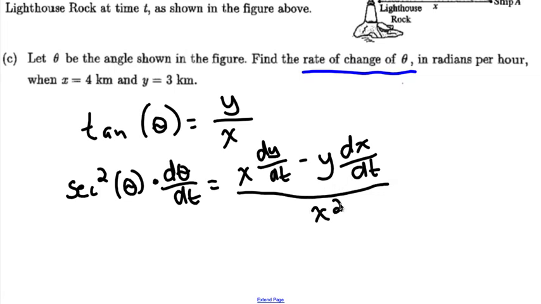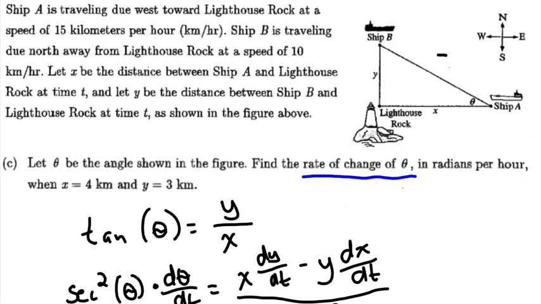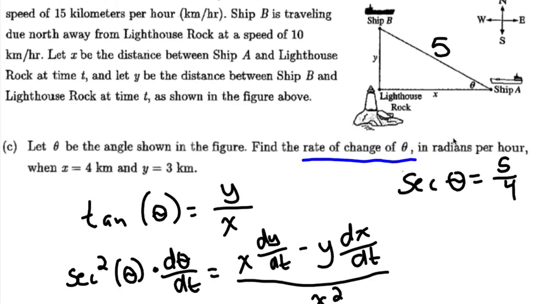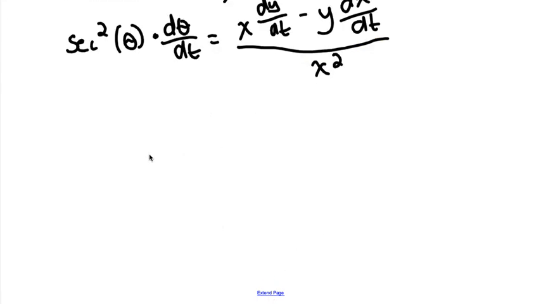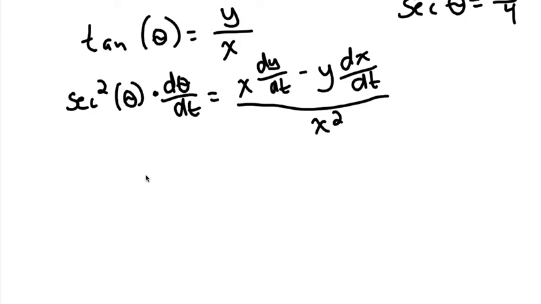Okay? So earlier I said that we didn't need the hypotenuse. I lied, because we do need that for secant. I forgot we were doing a derivative there. So we will need that this is 5, because remember, secant is hypotenuse over adjacent. So we do need to know that secant of theta in this case is equal to 5 over 4, okay? Because it's 5 over x and this is 4 down here. So we do need to know that value. Okay? All right, so let's plug in some numbers here and see what we get for d theta dt.